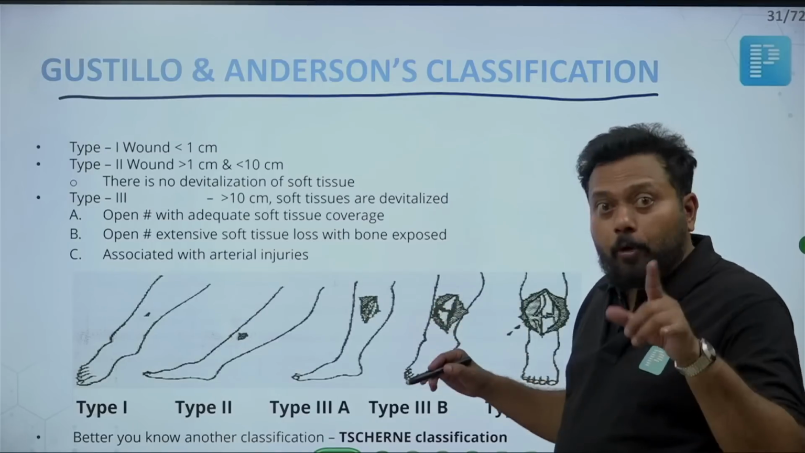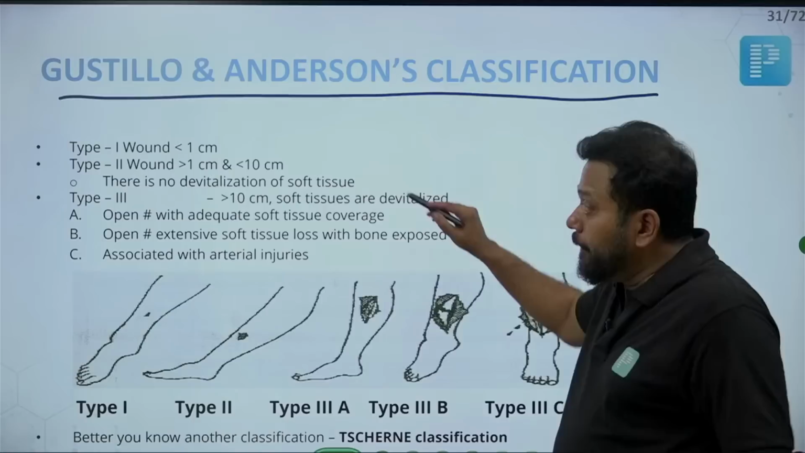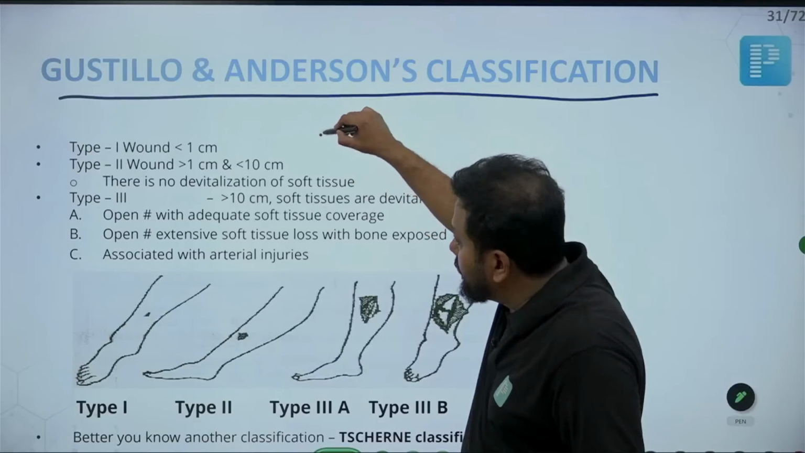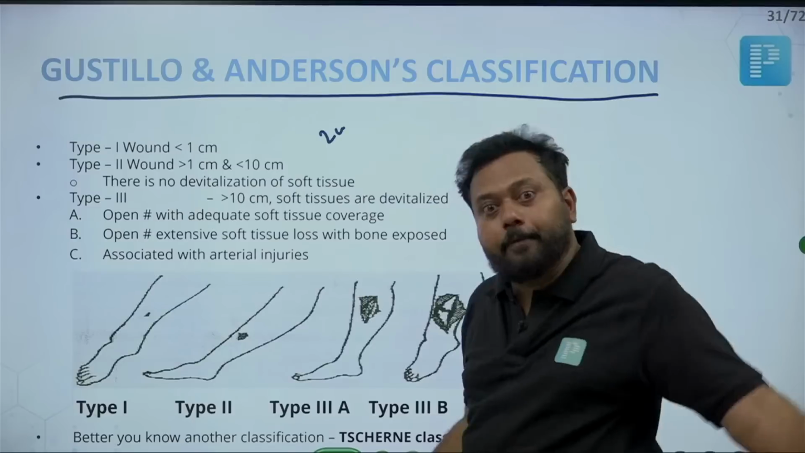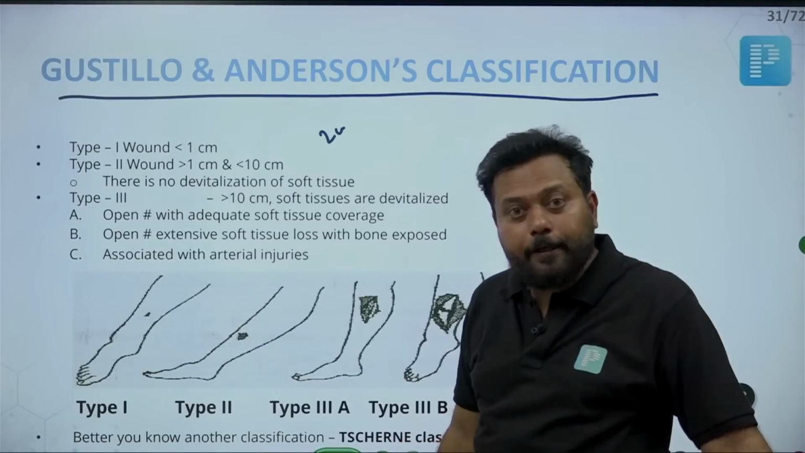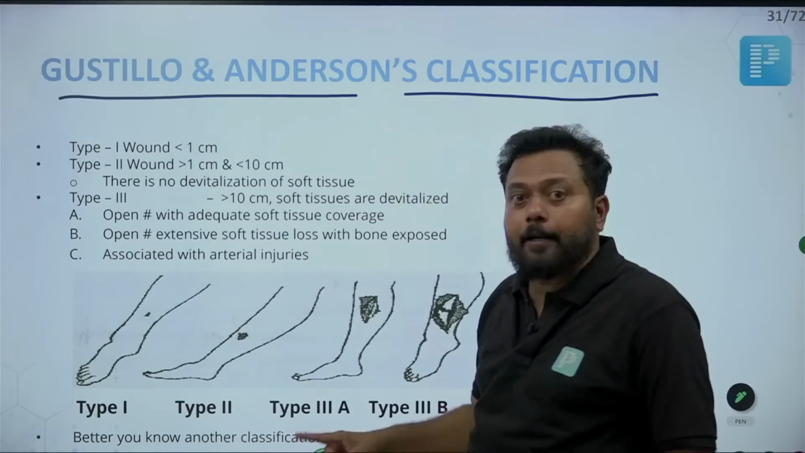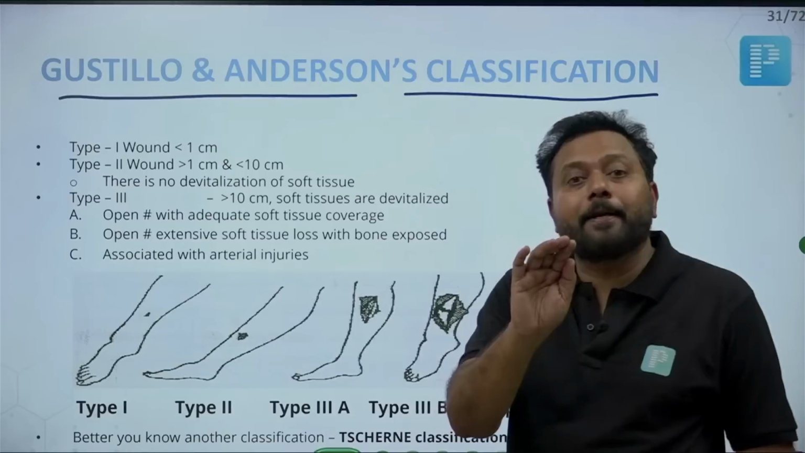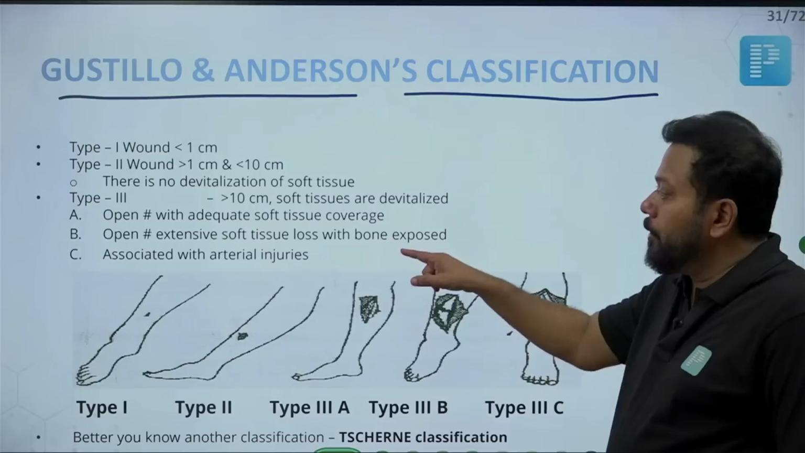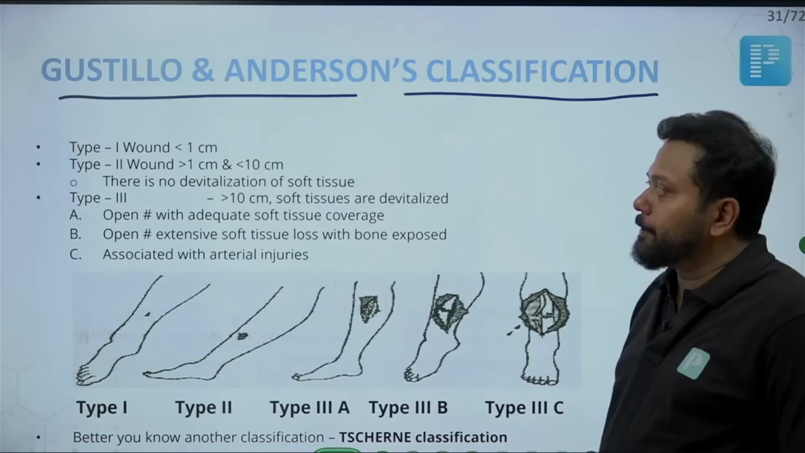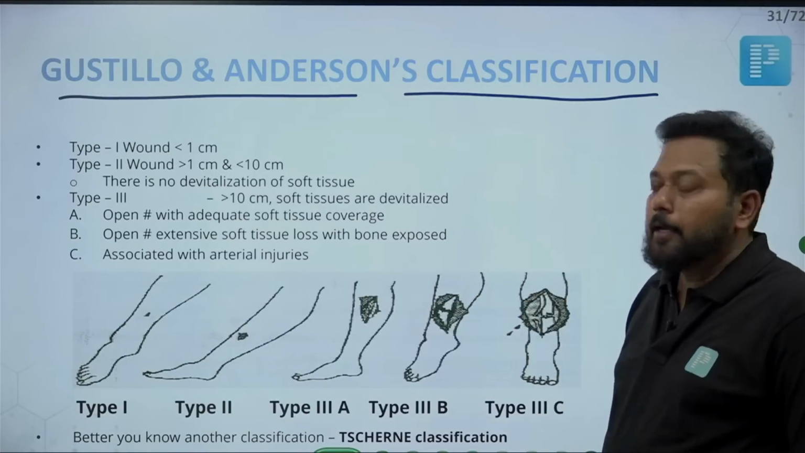One more point I want to tell you, dear friends: the size doesn't matter. Even if the size is 2 centimeters, if the anterior tibial artery is cut, it directly goes to type 3C. That's why in the question I mentioned the dorsalis pedis pulse is palpable, which means there is no vascular injury. So that is very important. It's an orthopedic emergency. This is called Gustilo-Anderson's classification.